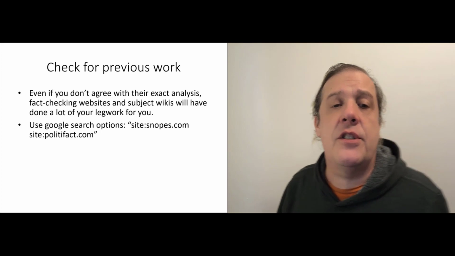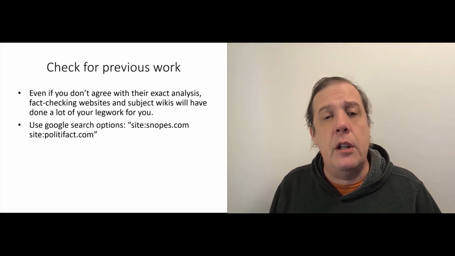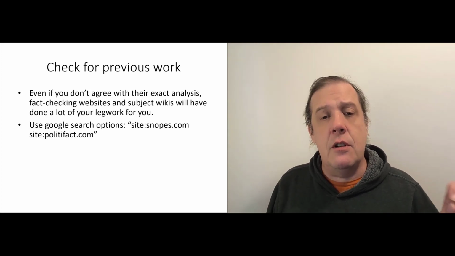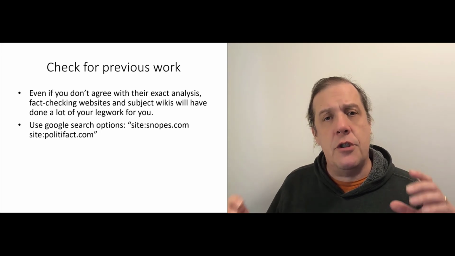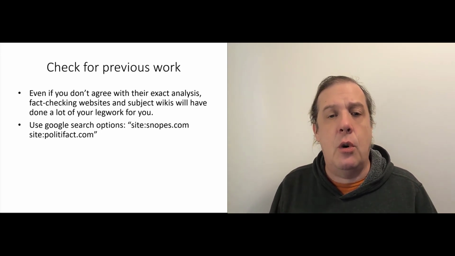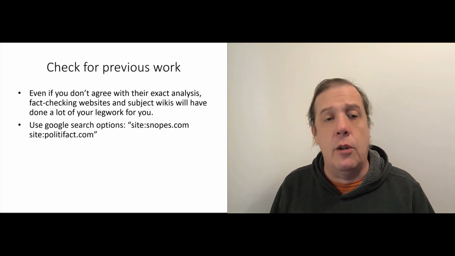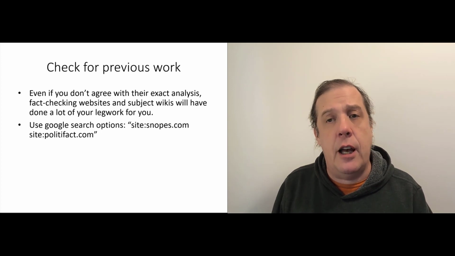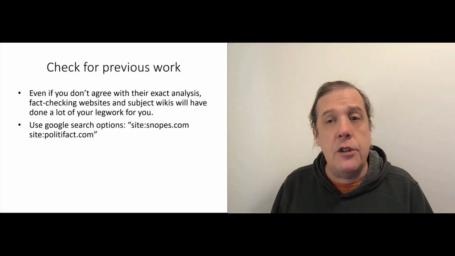Caulfield also suggests search options. Not everyone knows this, but when you're doing a Google search, if you type site colon, you can restrict your search to a particular site. So he suggests site colon Snopes.com or site colon PolitiFact.com. There are other search options you can use like that. You can restrict your search, for instance, to only PDF files.